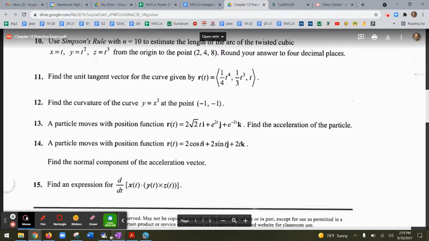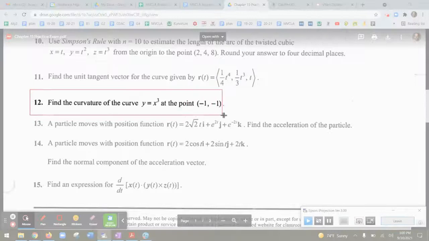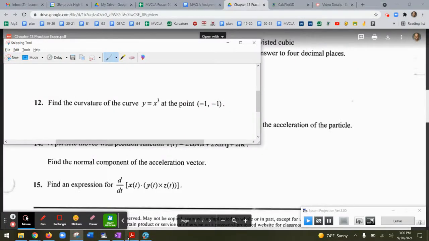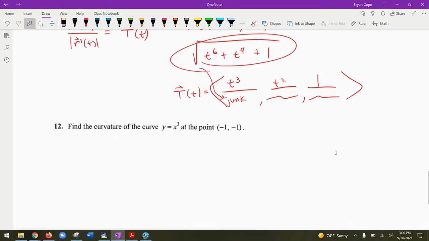Okay, let's do 12. Can you do 12 alone, please? On the curvature, R prime of t over R prime of t cubed. Find me curvature at the point -1, -1. Oh, wait, no, it's a function.